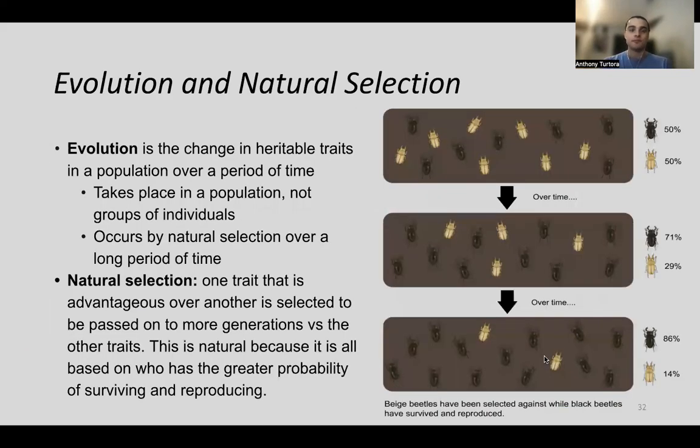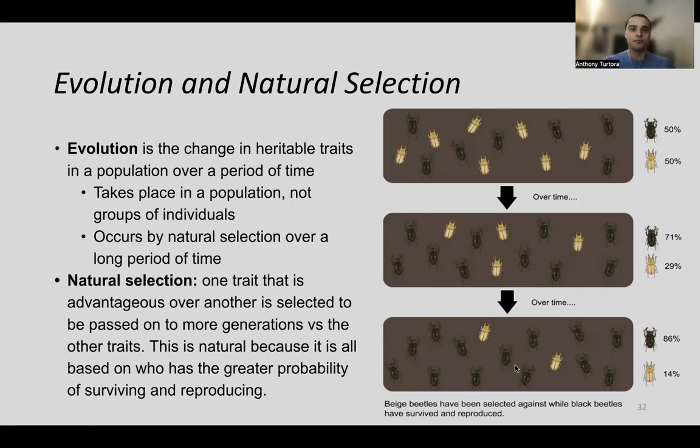All right. So now I'll talk about evolution, natural selection, and I will also talk about fitness and fecundity in the next slides. So what evolution is, evolution is the change in heritable traits in a population over a period of time. It's important to note that this takes place in a population, not just within individuals, and this occurs by natural selection. It can also occur by genetic drift, but it mostly occurs by natural selection.